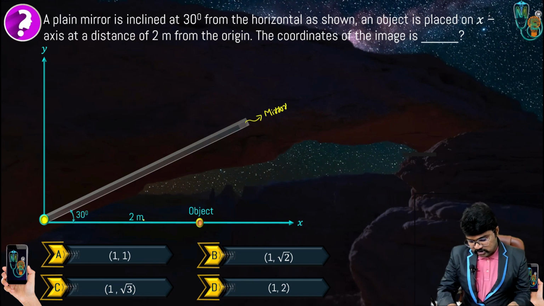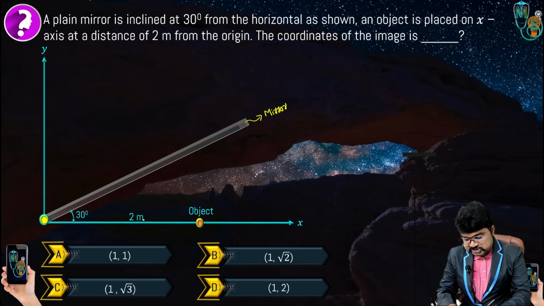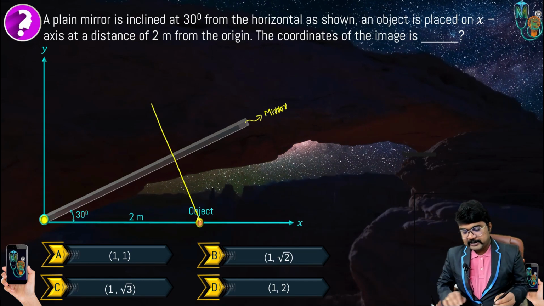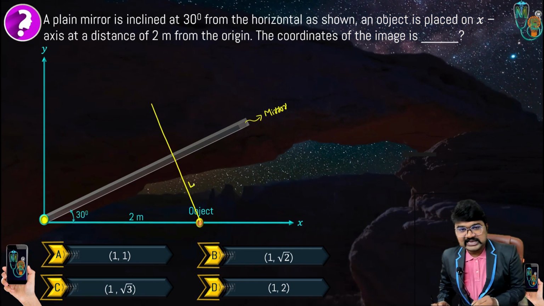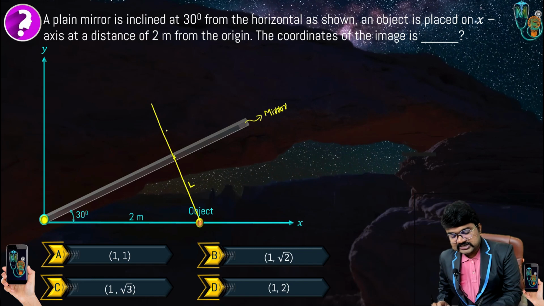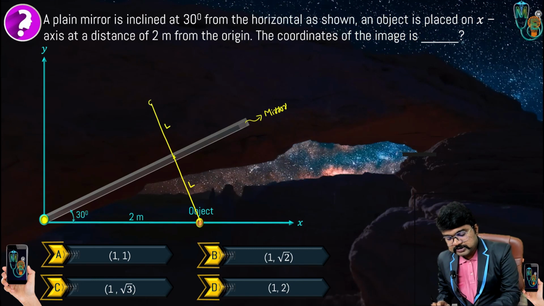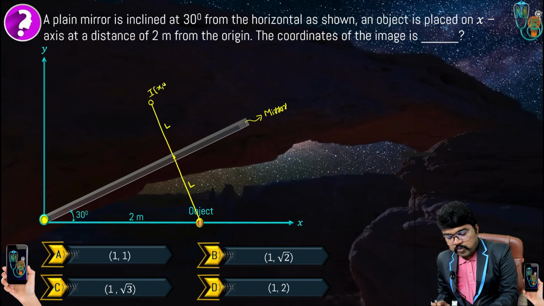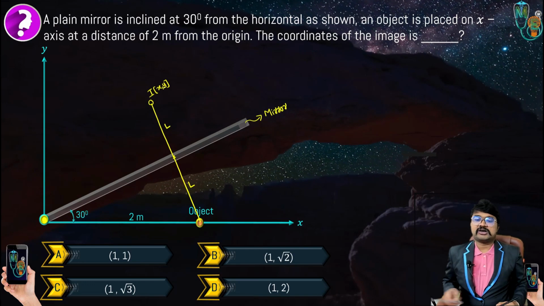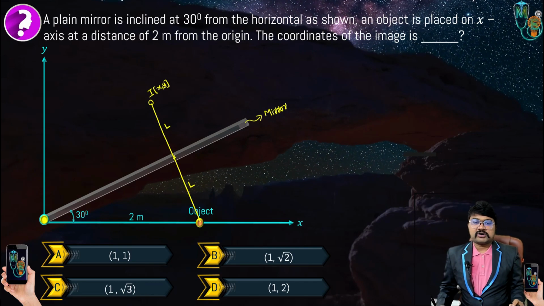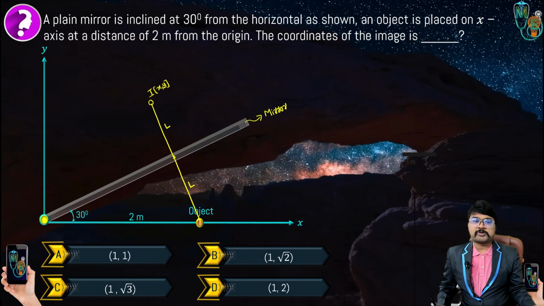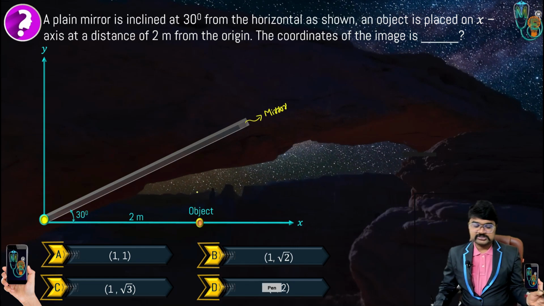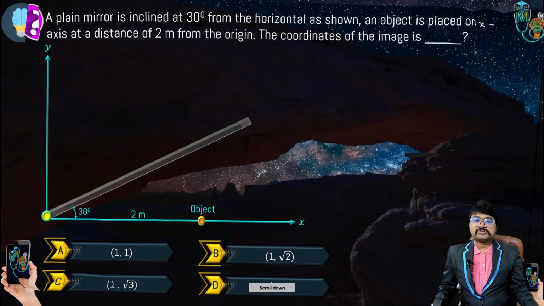For that we need to draw a perpendicular. We need to project this object. This is the perpendicular. If the distance is L here, exactly at a distance L from here, this would be the image. We need to calculate Ix, Iy. Understood now? So what are the coordinates of the image? Try to solve this problem.